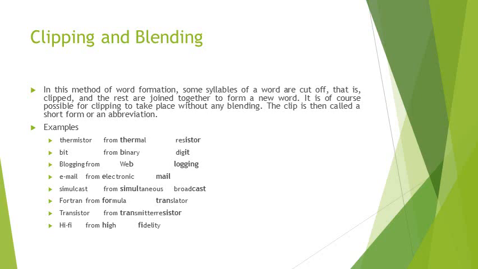You clip off the first syllable in formula, for, and then you add it to the first syllable in translator. And then transistor comes from transmitter resistor. You clip off the first syllable in transmitter, so you have trans there, and then you add it to the two syllables in resistor, so it gives you transistor. So the first syllable in transmitter, and then the two ending syllables in resistor.